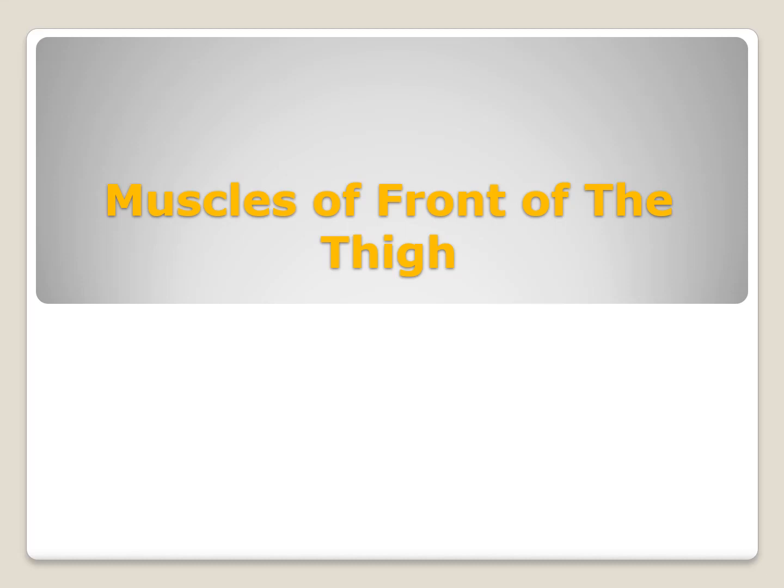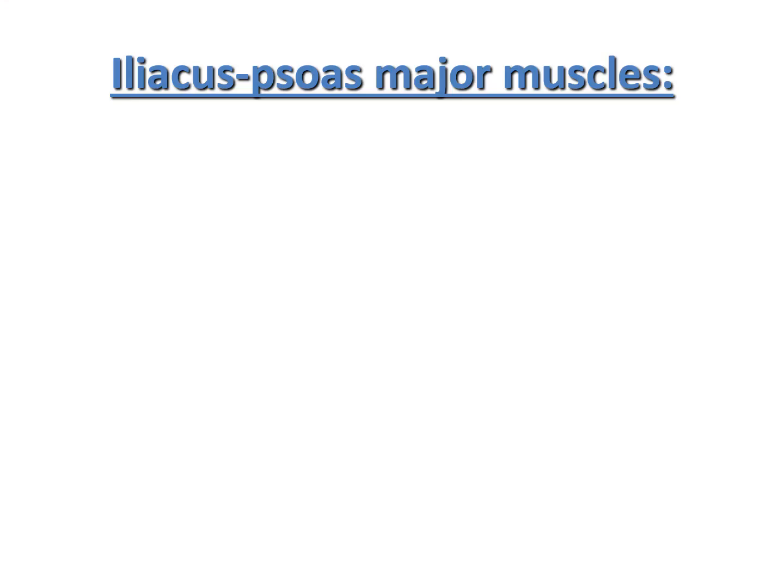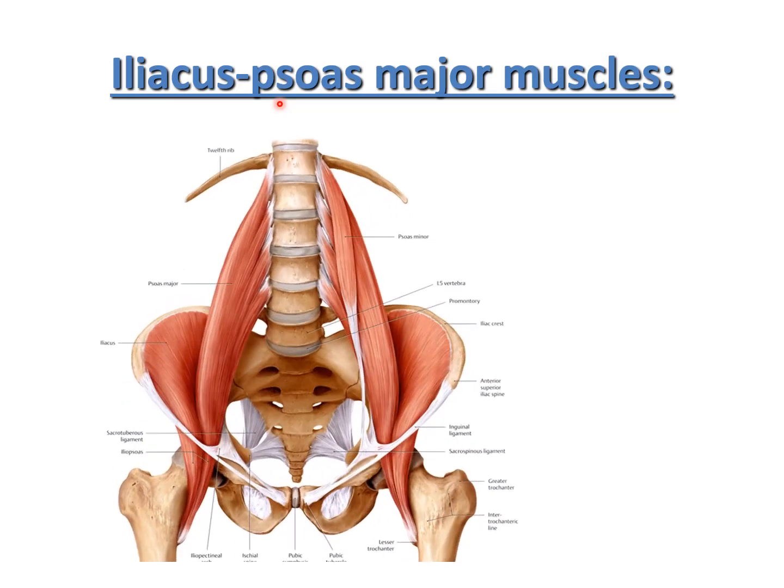Let's start with the muscles of the front of the thigh and discuss them regarding their nerve supply and actions. We have 5 muscles. Firstly, we have 2 muscles from above, from the abdomen, which are iliacus and psoas major. Then we have tensor fascia lata, sartorius, and the quadriceps muscle.